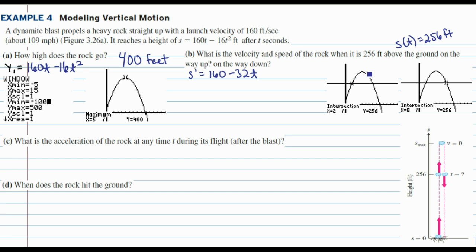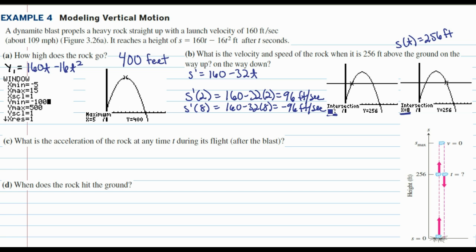So back to my position graph, that happens at 2 places. On the way up at 2 seconds and on the way down at 8 seconds. So now I'm actually being asked, what's s prime of 2 and what is s prime of 8? And it should make sense, since this graph is symmetrical, that at 256 feet, the velocity on the way up would be positive 96, and then the velocity on the way down would be negative 96.